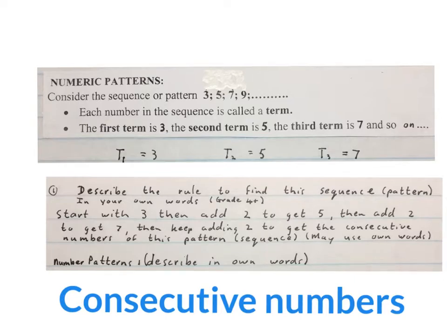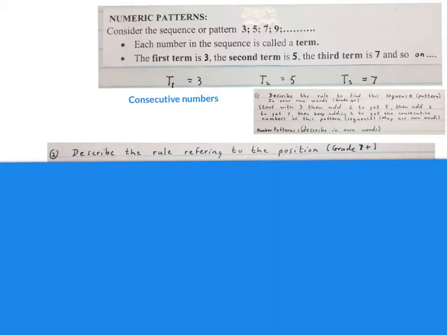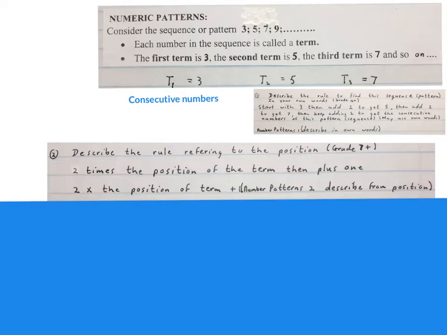Please make the word consecutive numbers part of your vocabulary in mathematics from today. Use it frequently, explain it to your parents, explain it to your teacher and your friends. Next, you must be able to describe the rule referring to the position. It's part of the grade 7 and older syllabus. You will then write, it's 2 times the position of the term, then plus 1. Or you can just write shorter, 2 times the position of the term plus 1. Please look at the video, Number Patterns 2, describe from position. There we will do all the different patterns in one video.